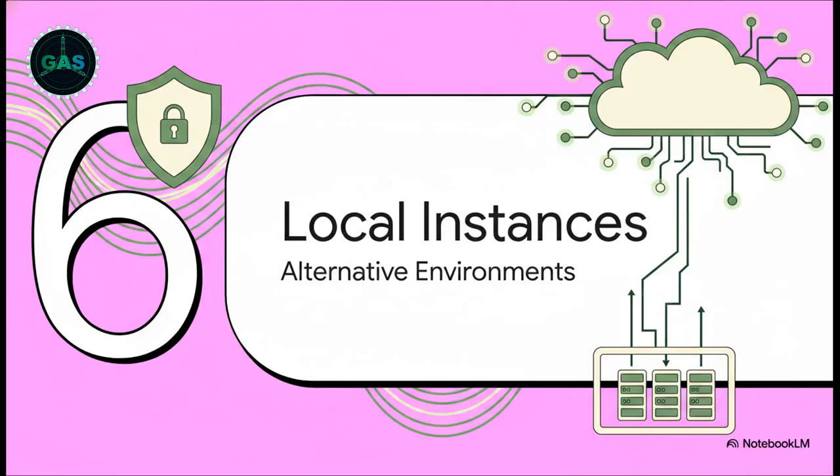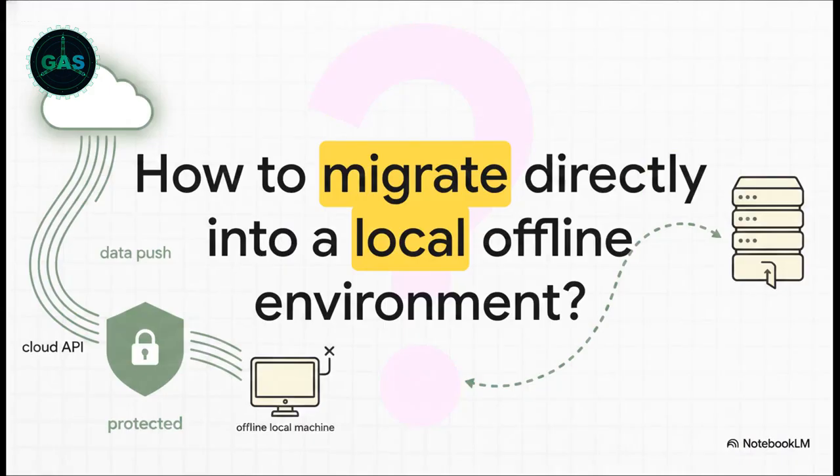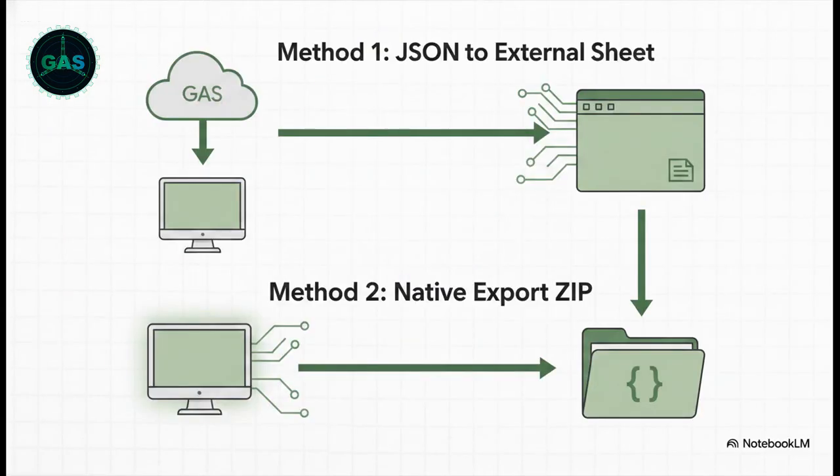Finally, Section 6, migrating to local instances, for those looking at alternative environments. Now, you might be wondering, how do we migrate workflows from a cloud instance directly into a highly secured, local, completely offline environment? This introduces a really unique challenge, right? Because a cloud API obviously can't just push data straight into a protected, offline machine sitting under your desk. The automated push method we just looked at heavily relies on the destination server actually being accessible from the web. So, to solve this, we just have to get a little bit creative.